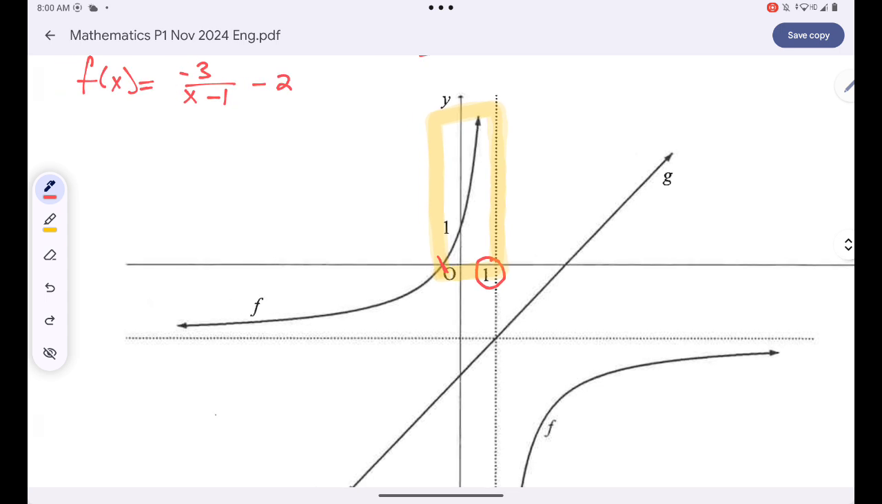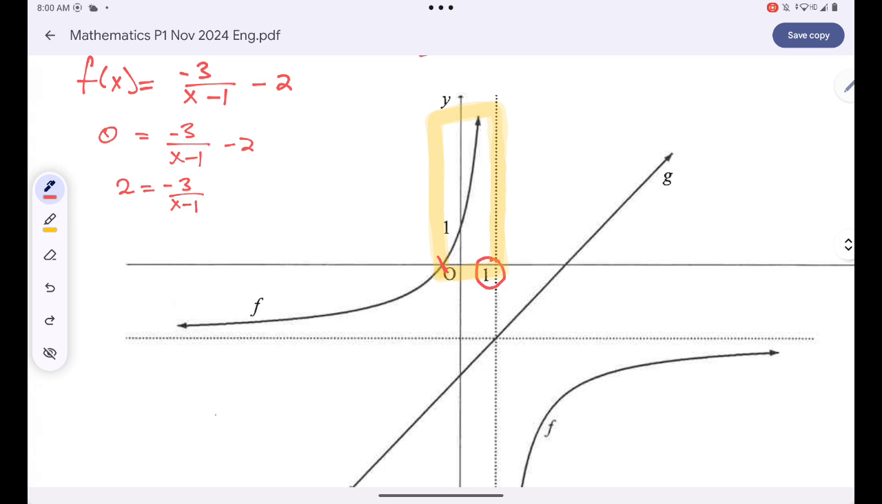Yeah? How can we find the x-intercept, guys? By simply making y 0 and solving for x. Excuse me. So if y is 0, let's go and find x. If I take this negative 2 to the other side, it will be positive, and then I'll have negative 3 over x minus 1, yeah?